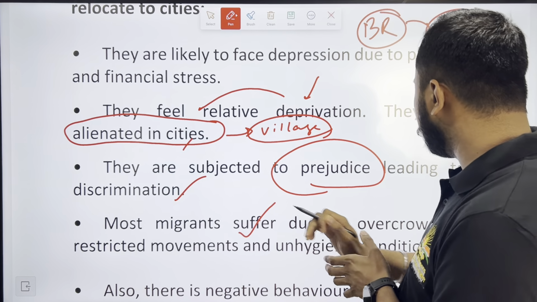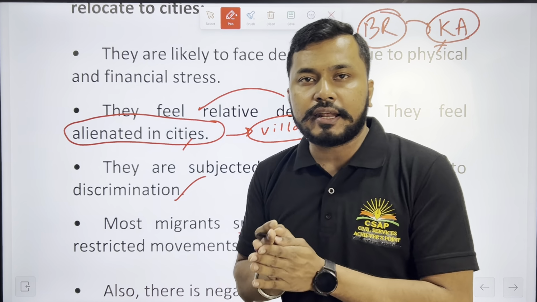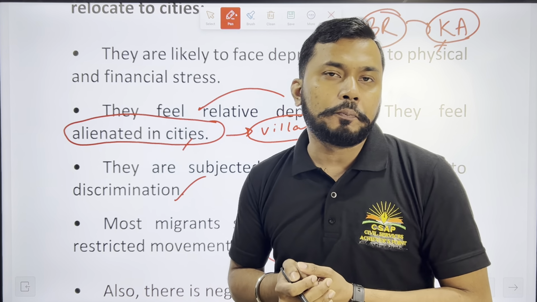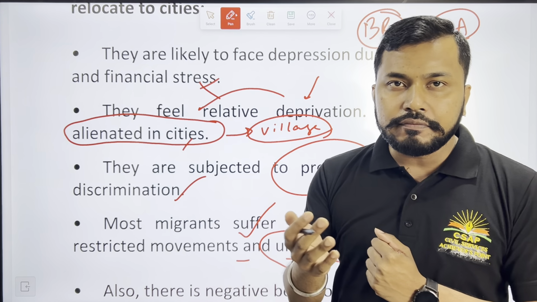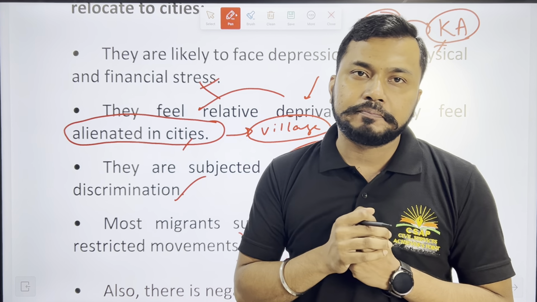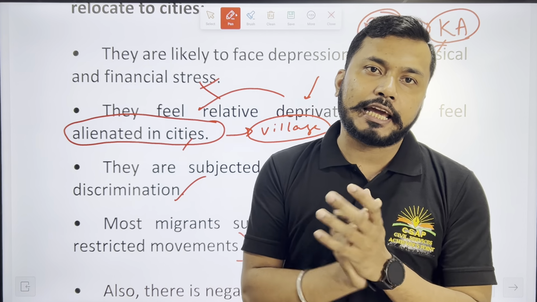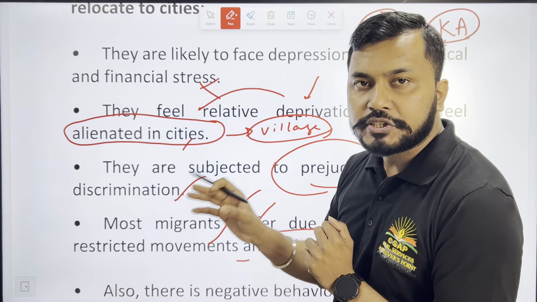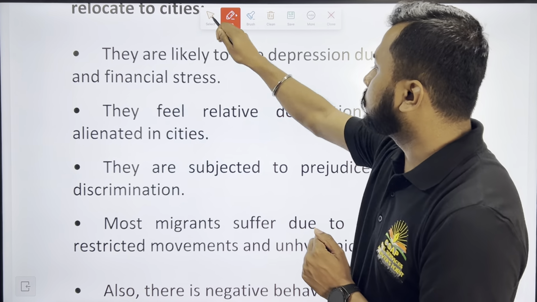That's what I am saying, most migrants suffer due to overcrowding, restricted movements and unhygienic conditions. Obviously, a migrant will not directly go to a posh area. He cannot live in a posh area because of financial stress and physical stress. So he, or she, or his family will live in an area which is very unhygienic, very clumsy, and densely populated. Those are the areas this population lives in, and there the migrants suffer. So that is one of the criteria.